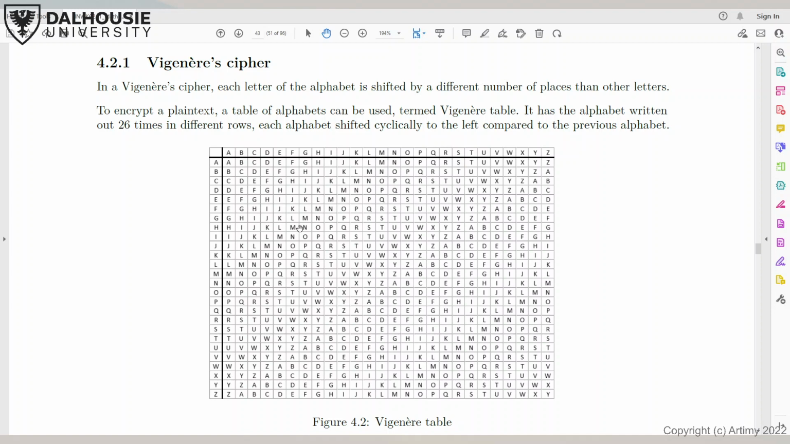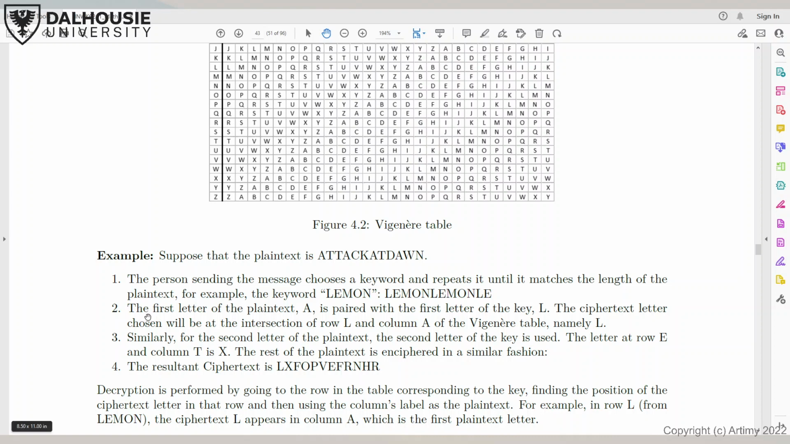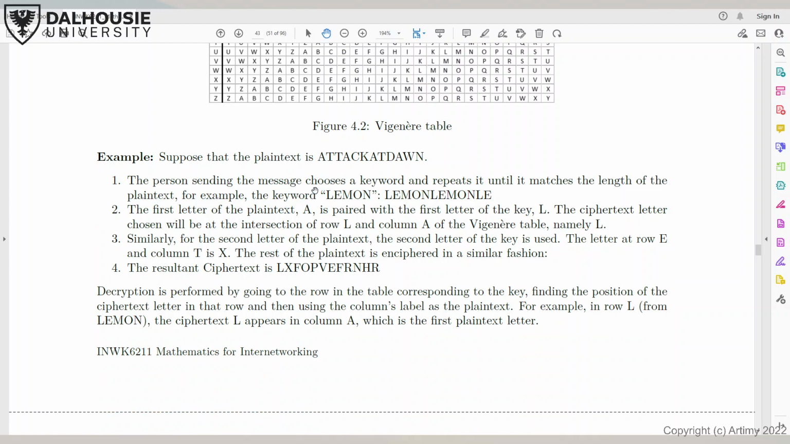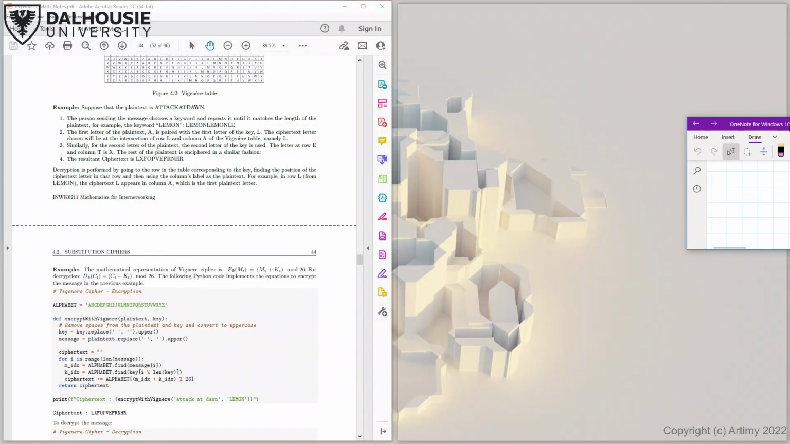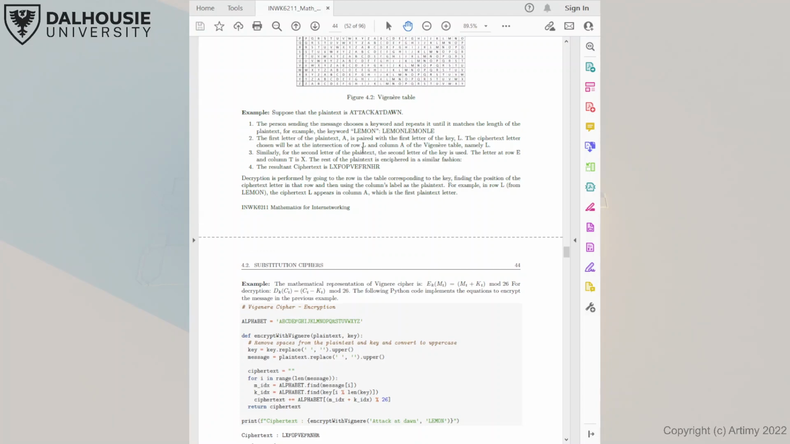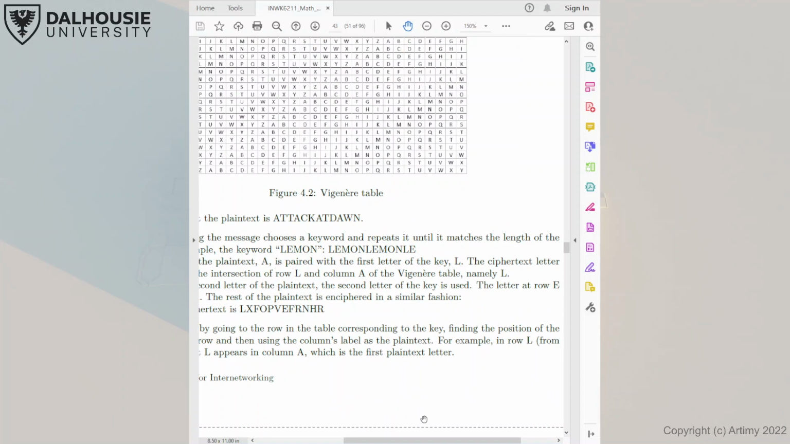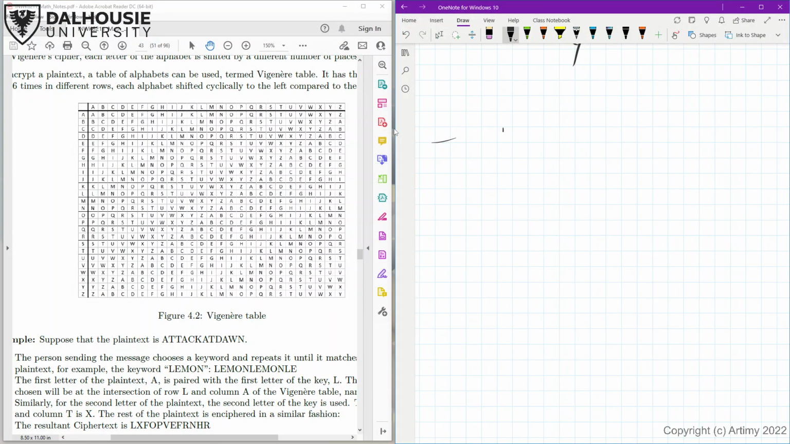The idea is, how we do this is written in these lines, but I'm going to explain it in the table here. So let's say the command is attack at dawn. Let's put this to the side here. So I want to send the command attack at dawn.